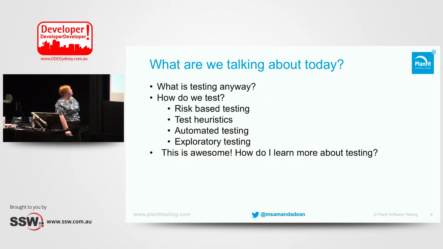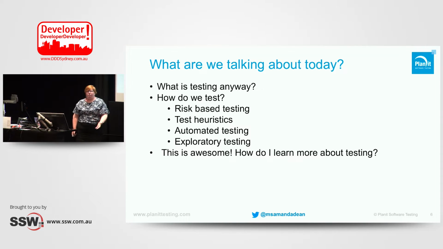So what are we going to be talking about today? Like I said, testing has moved on. It's not the same thing it once was. So we're going to go into a bit about what testing is anyway and what it looks like in the kind of modern environment. And then I'm going to go through a bunch of different techniques and ways that we can be testing, including risk-based testing, test heuristics, automated testing, and exploratory testing, as well as giving you some information on where to find out more about these things.